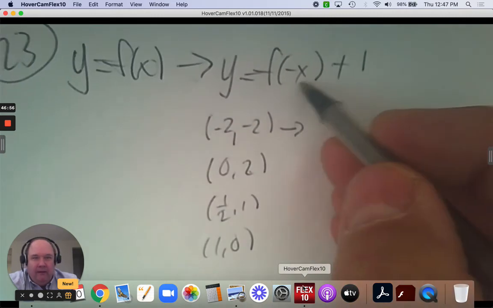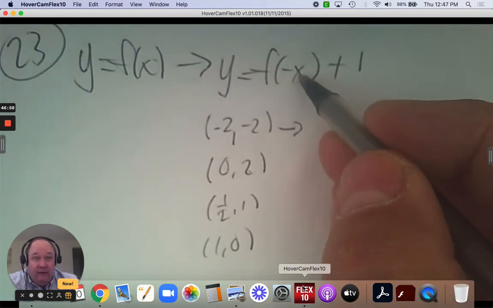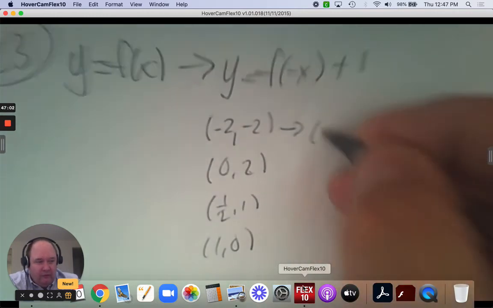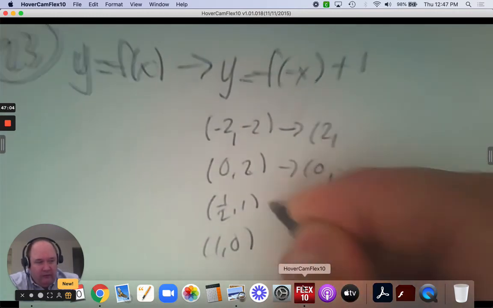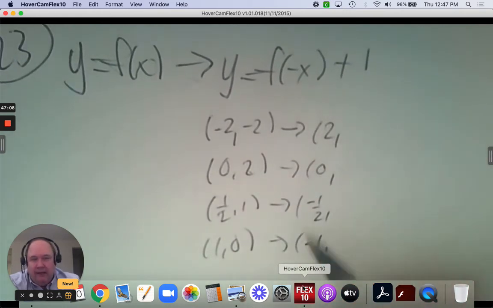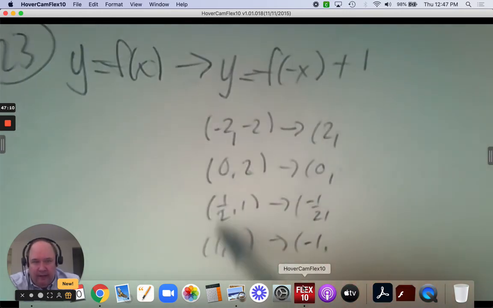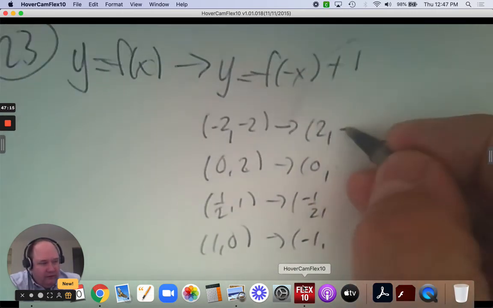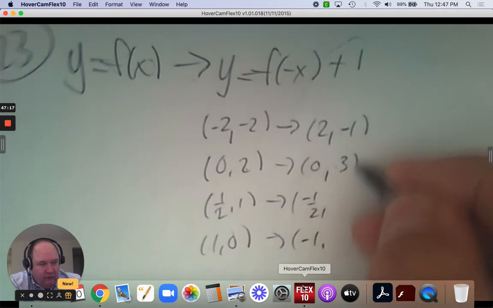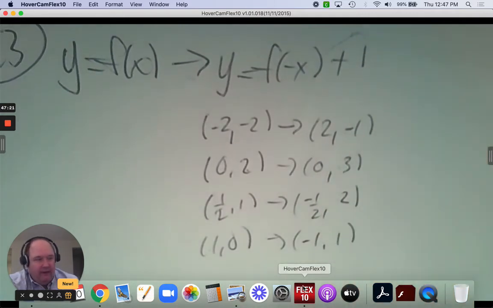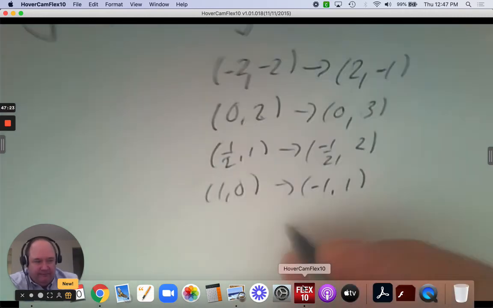What's inside the parentheses affects the x, so divide the x by negative 1. So it's the inverse. That becomes positive 2, stays 0. That becomes negative 1/2. And that becomes negative 1. So every x value, divide by negative 1. The y value, just add 1 to it. So that's negative 1, that's 3, that's 2, and that's 1. And those are the points we're going to use to graph.